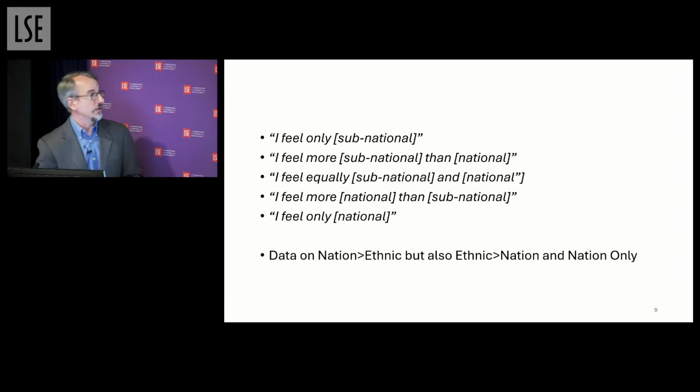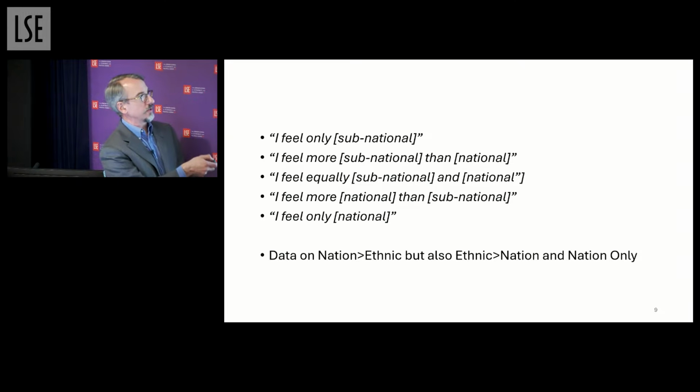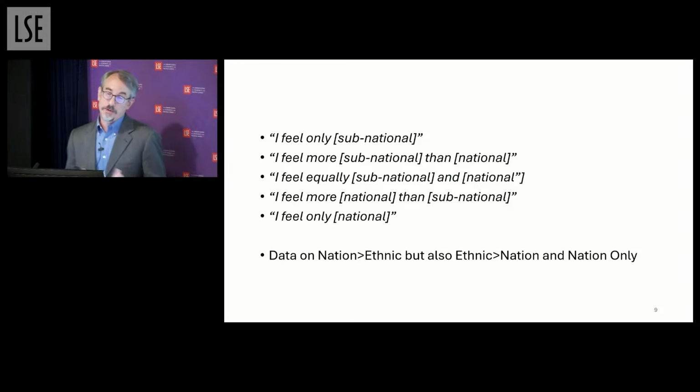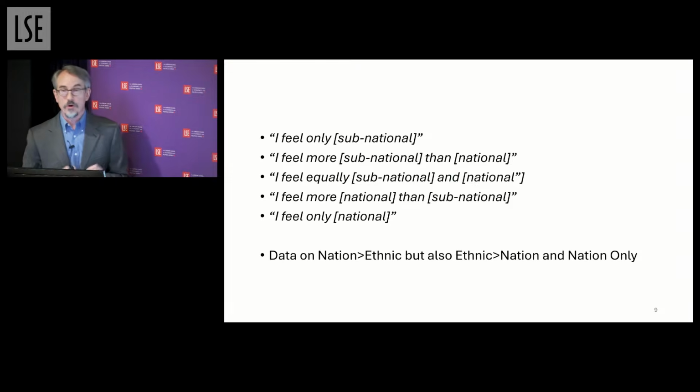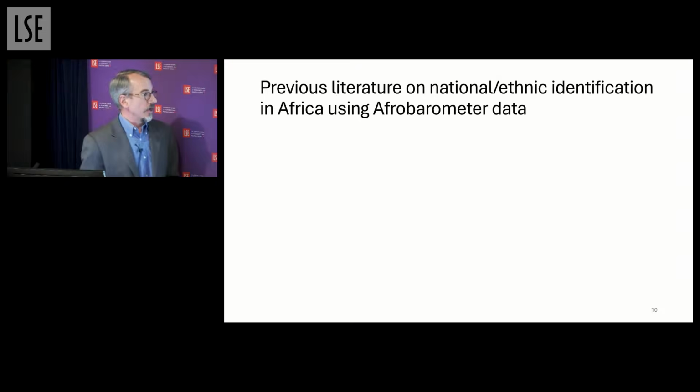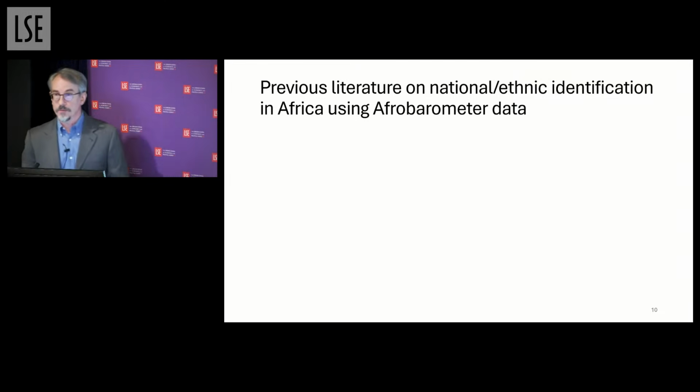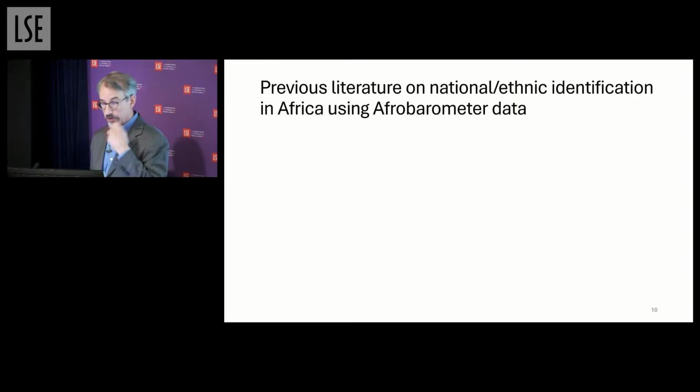There's some debate about how we should interpret this middle category, by the way. It's not a perfect instrument. The middle category could be that you really, really care passionately about both your ethnic and national identity, or you just don't care about either of them, right? It's hard to track exactly what that is. Anyway, so that has existed for a number of years now, the Afrobarometer question.